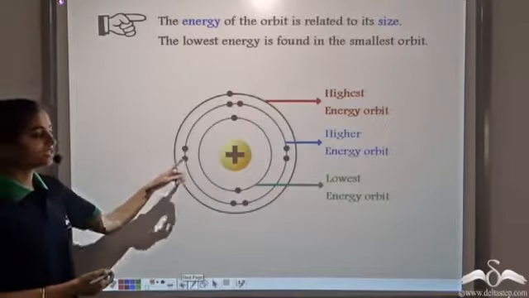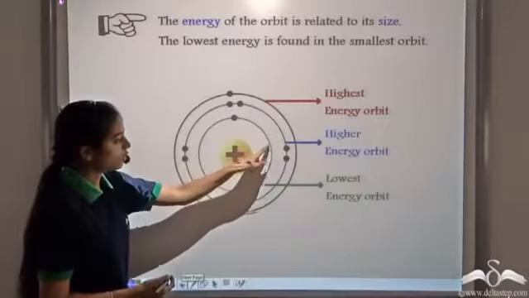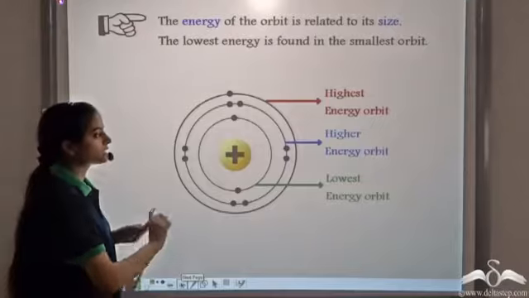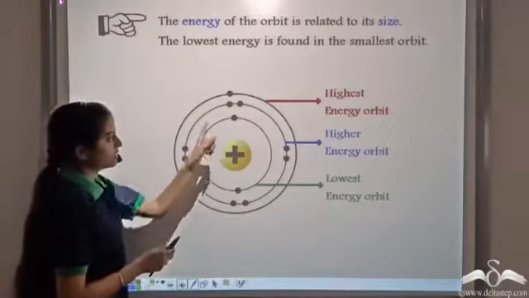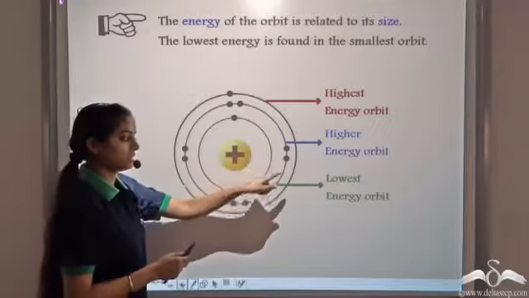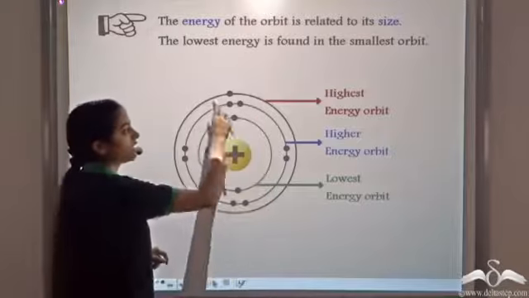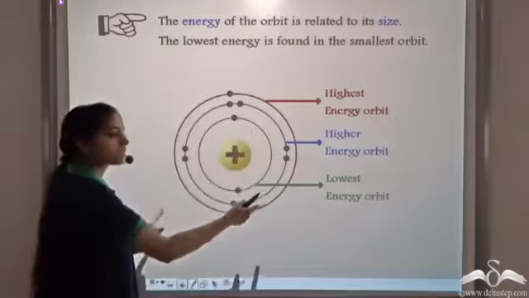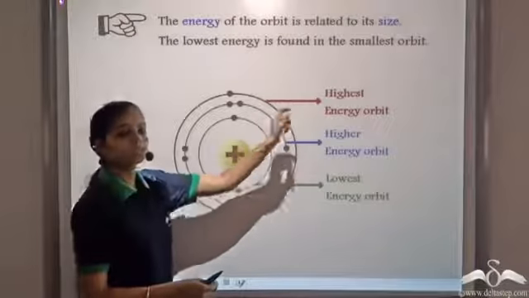He related the energy of these orbits to their size. So the orbit which is closest to the nucleus is smallest in size and therefore has the lowest energy. The second orbit has a little higher energy as compared to the closest orbit, and the outermost orbit, being the largest orbit, has the highest energy. So that is the highest energy orbit.